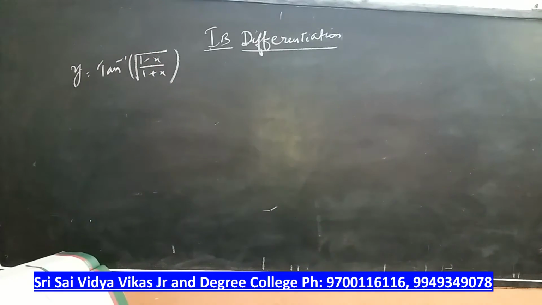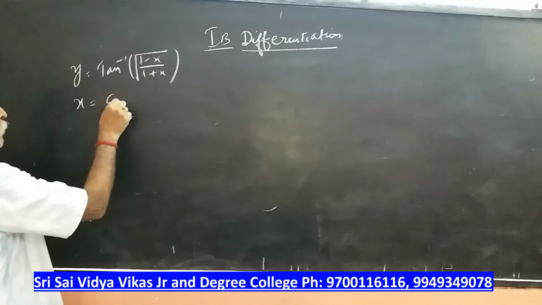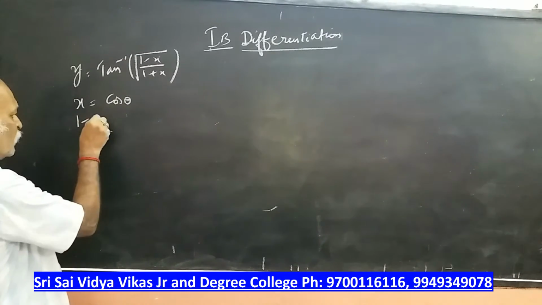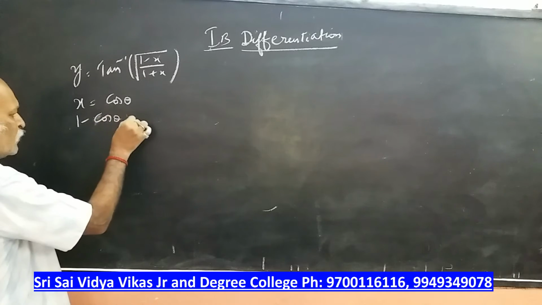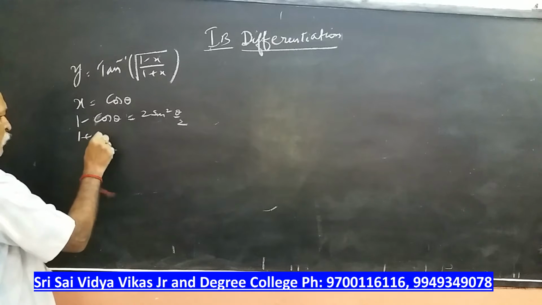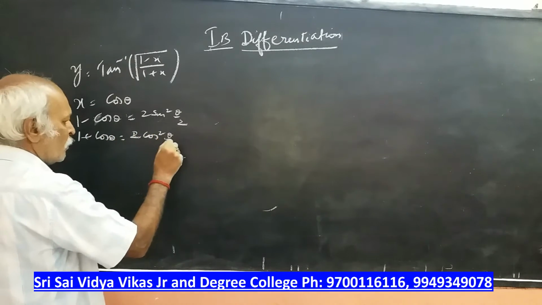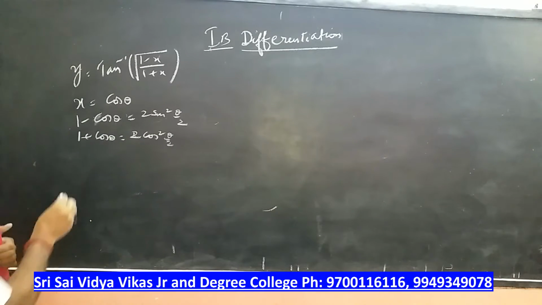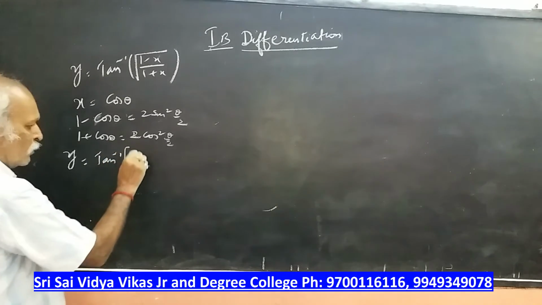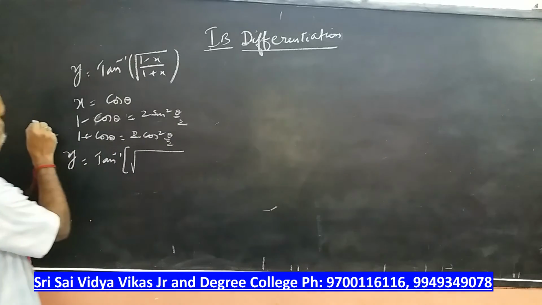Y is equal to tan inverse of (1 minus x) by (1 plus x). Now here, your trigonometric formulas: x is equal to cos theta, and you should know this formula. 1 minus cos theta is 2 sin square theta by 2. 1 plus cos theta is 2 cos square theta by 2. So I am writing the formulas. Therefore y is equal to tan inverse of root of 1 minus x by 1 plus x.